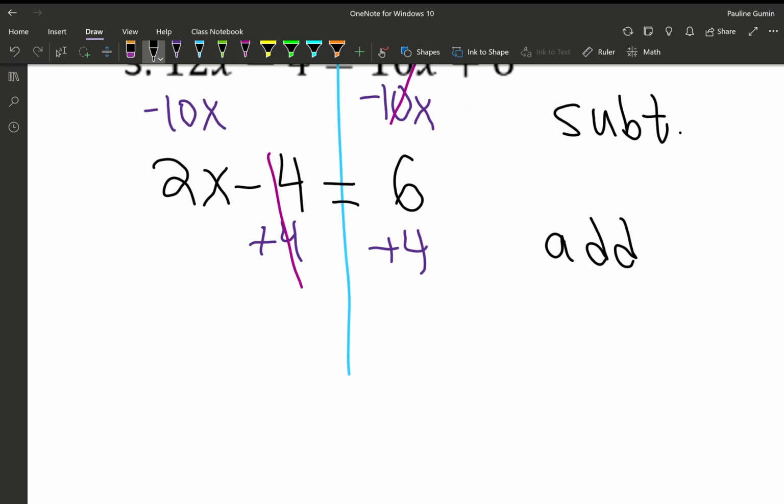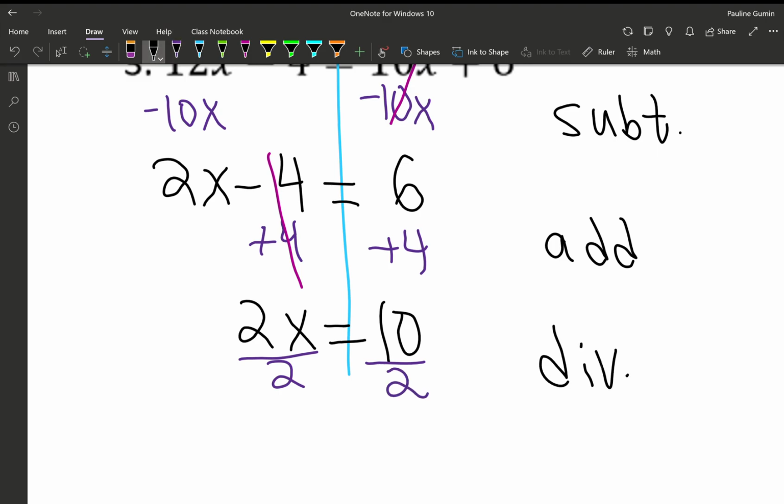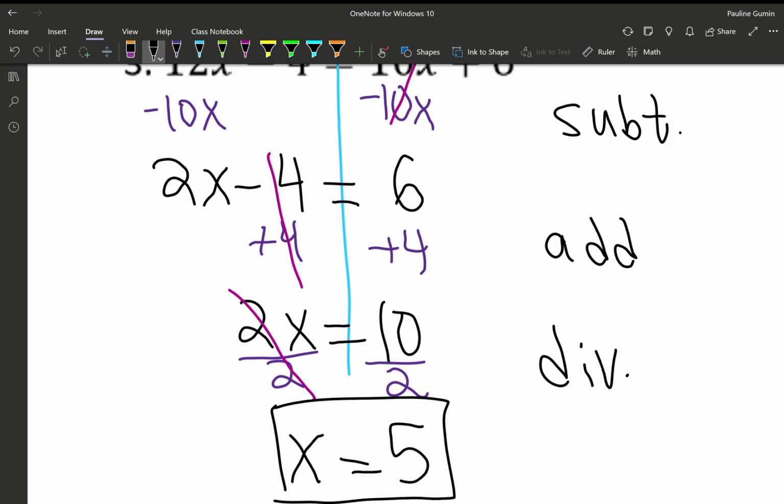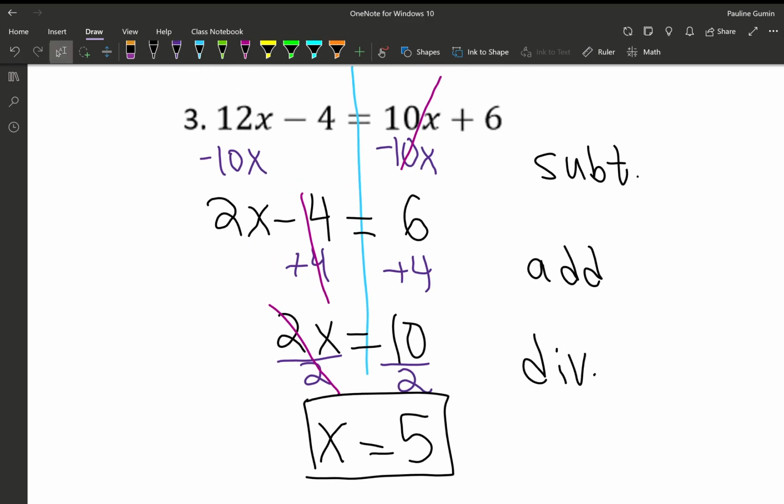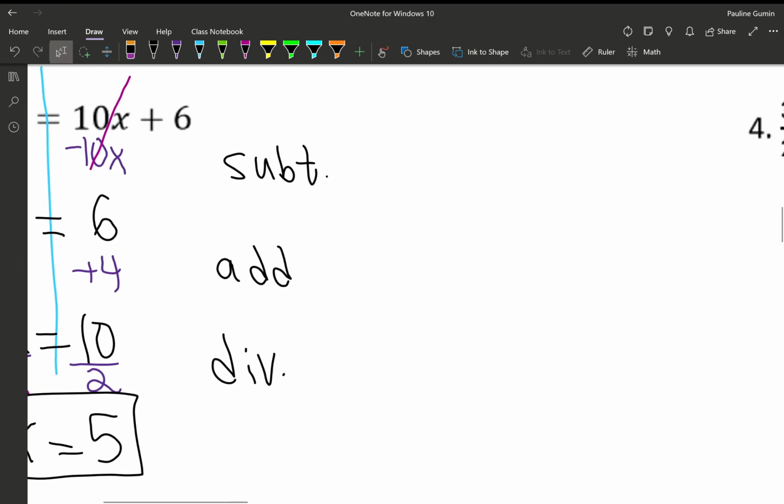So we are left with 2x equals 10. And to finish this up, I'm going to divide both sides by 2. 2 divided by 2 is 1, so just x. x equals 5. There it is. Onwards to number 4.